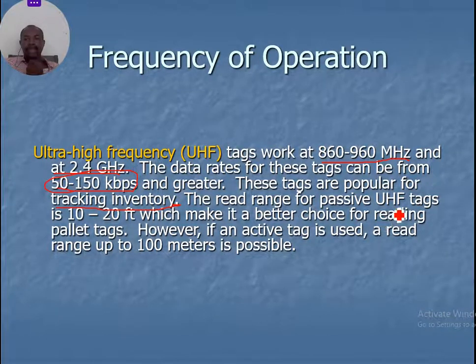The read range for passive ultra high frequency tags is around 10 to 20 feet, which makes it a better choice for reading pallet tags. However, the read range for an active tag is about 100 meters. This is super high. When you have an active power supply to the tag in ultra high frequency, it can read up to 100 meters.